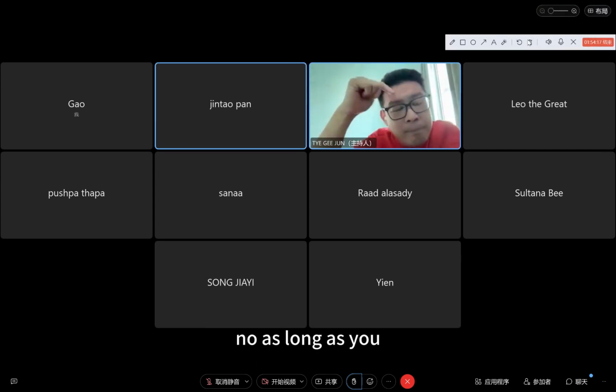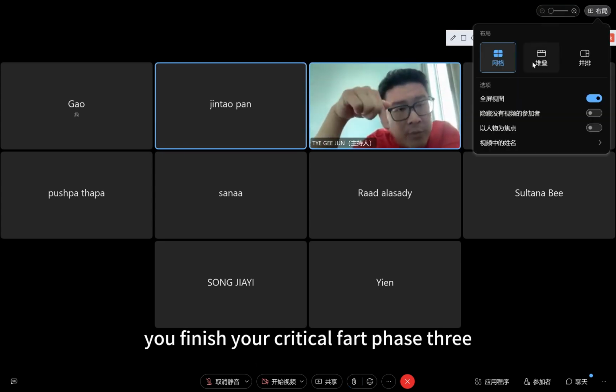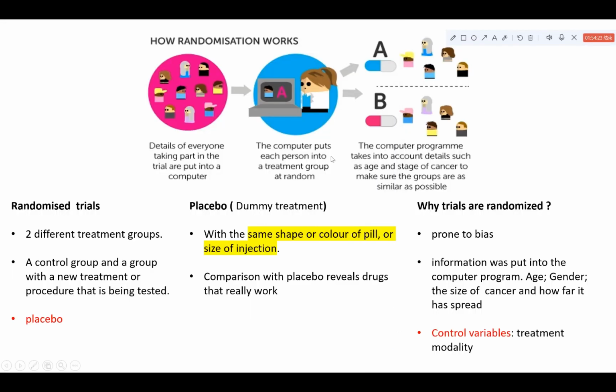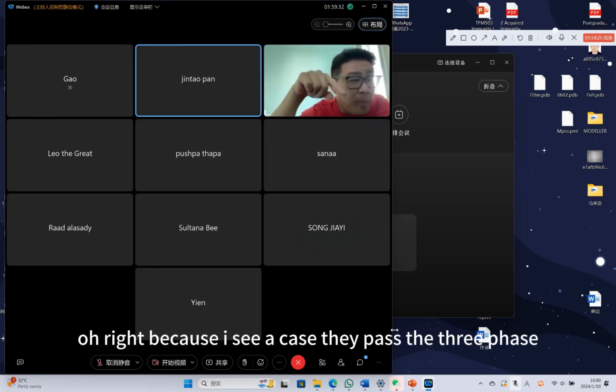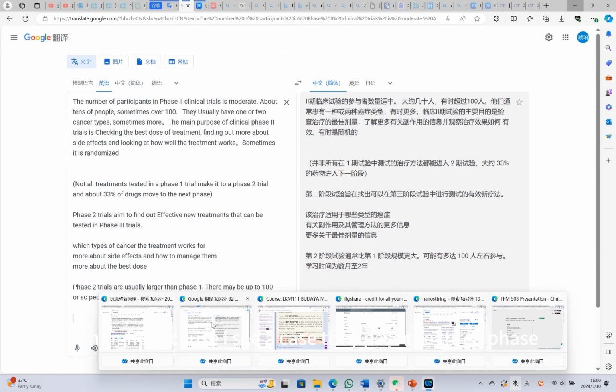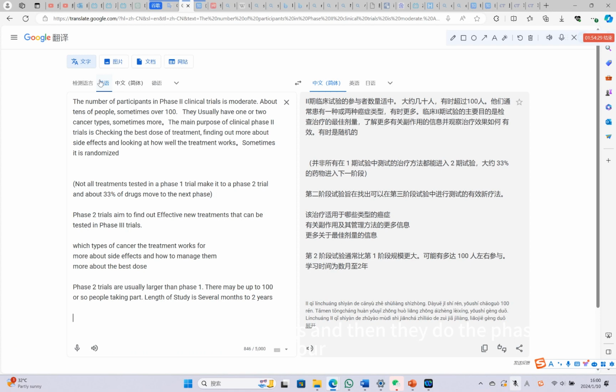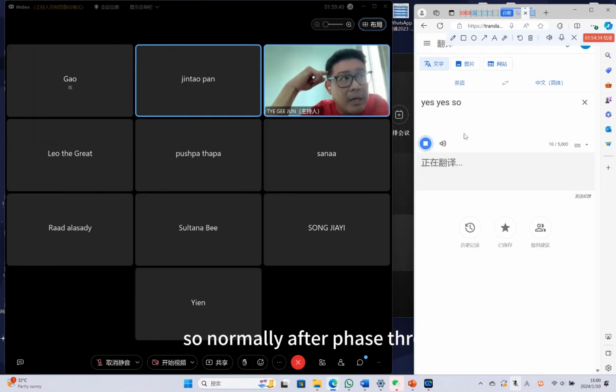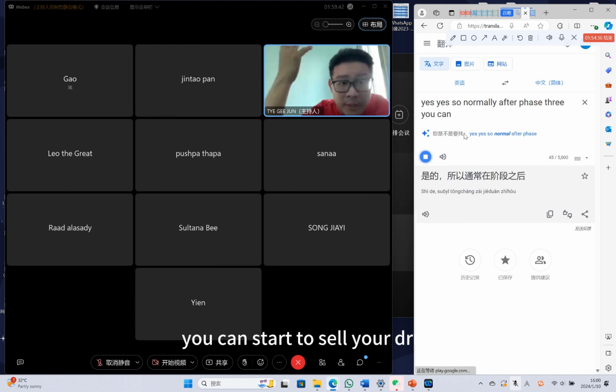No, as long as you finish your clinical trial phase 3 and it shows efficacy and it's safe, you can actually start selling the drugs. Normally they pass phase 3 and then they sell the drugs and then they do phase 4. So normally, after phase 3, you can start to sell your drug.